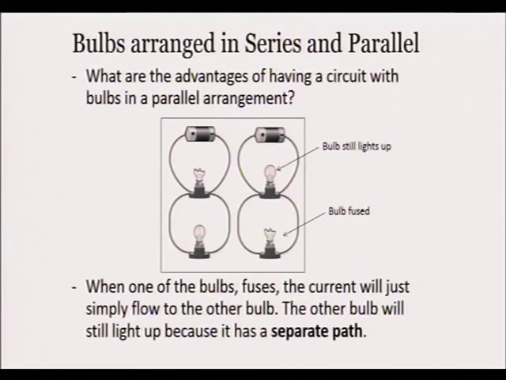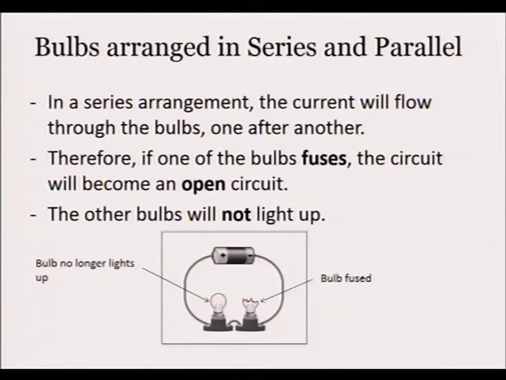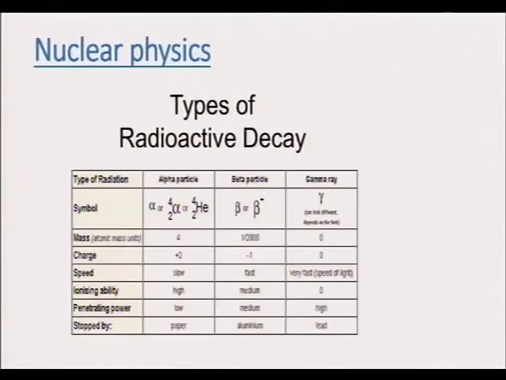Then we have another one here. What are the advantages of having a circuit with bulbs in parallel? When one bulb lights up and the other one fuses, the one that lights up will still continue to be lighting up. But if it's in series, one blows, then the other one will also not light, even if it's okay. This is the arrangement of the bulbs that are connected in series. And when one fuses, the other one will also no longer light up.